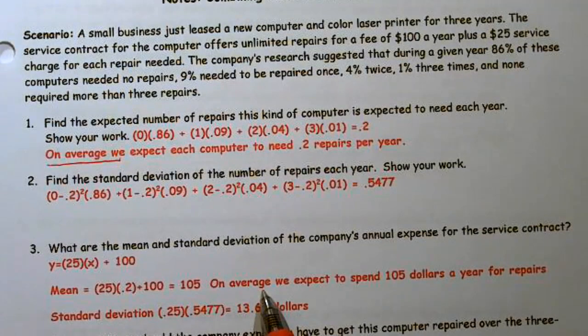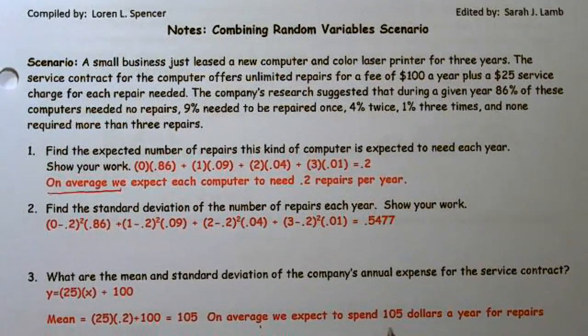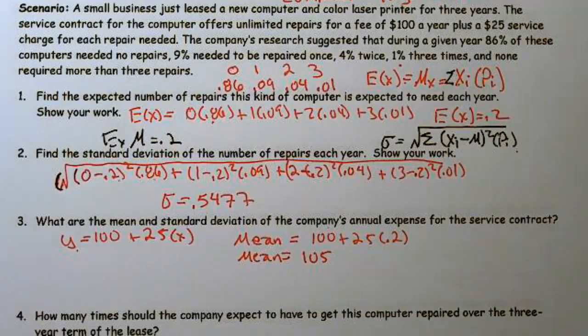And basically, this is where we're going to come back and put this in context. It's going to say, on average, we expect to spend $105 a year for repairs. So that's our sentence. Once again, these are the key words: on average, and we expect.